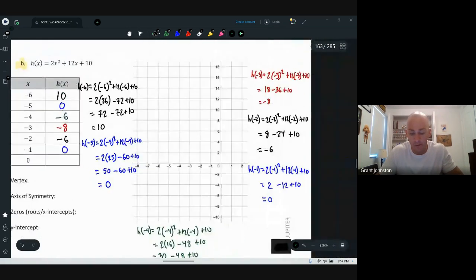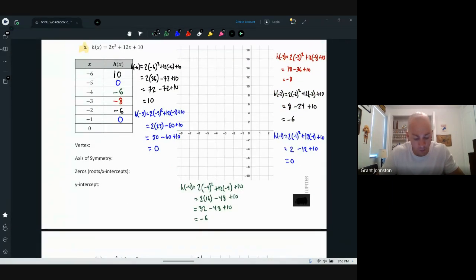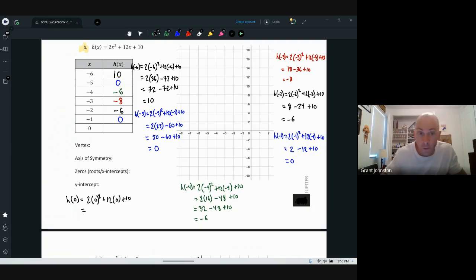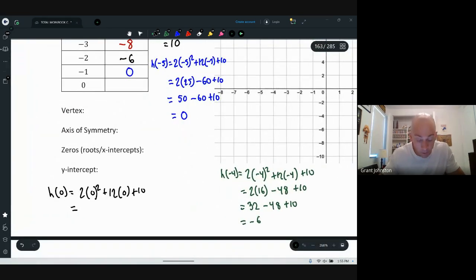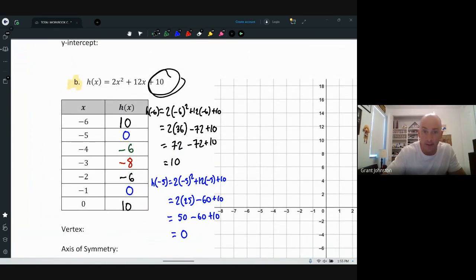And plugging in 0 will be super easy. Where should I do this? I guess I'll do this down here. H of 0. Honestly, it seems kind of silly to even do this because you'll see in a second. Because 0 squared is just 0. 2 times 0 is just 0. 12 times 0 is 0. So it's just 0 plus 0 plus 10 is just 10. So when you plug in 0, it's just going to be this last number.